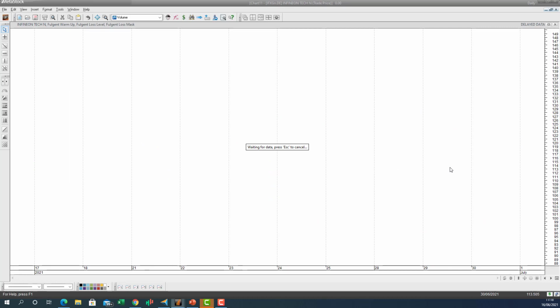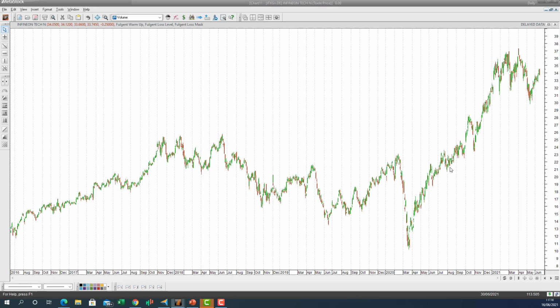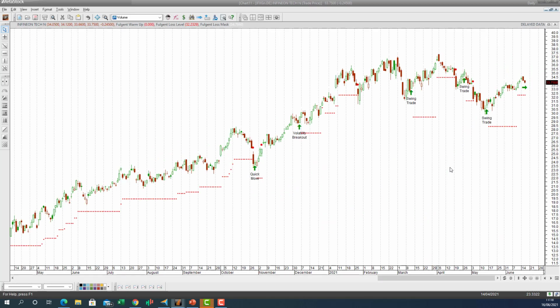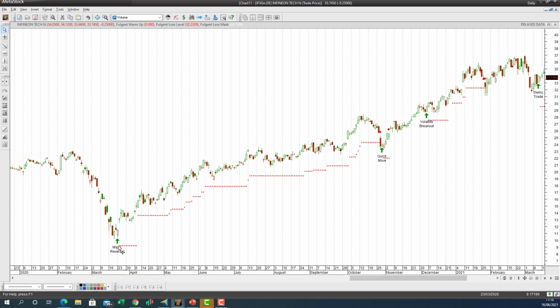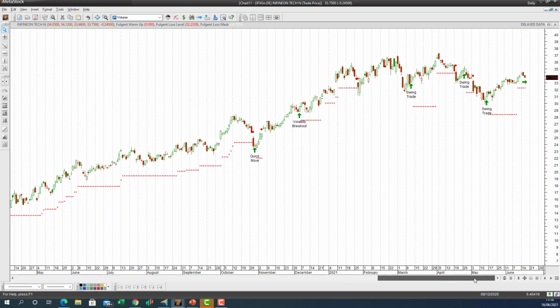Infineon, 22 days into a trade. You can see a quick move, volatility breakout, swing trade, lots of fantastic trades on this one. If we go back here, major market reversal back here in March, huge move, caught most of that. Then there was a trailing stop loss hit, and then another quick move up, and away we go. Swing trade, swing trade, swing trade. So you can see quite a lot of positive, high probability trades generated by the AI.